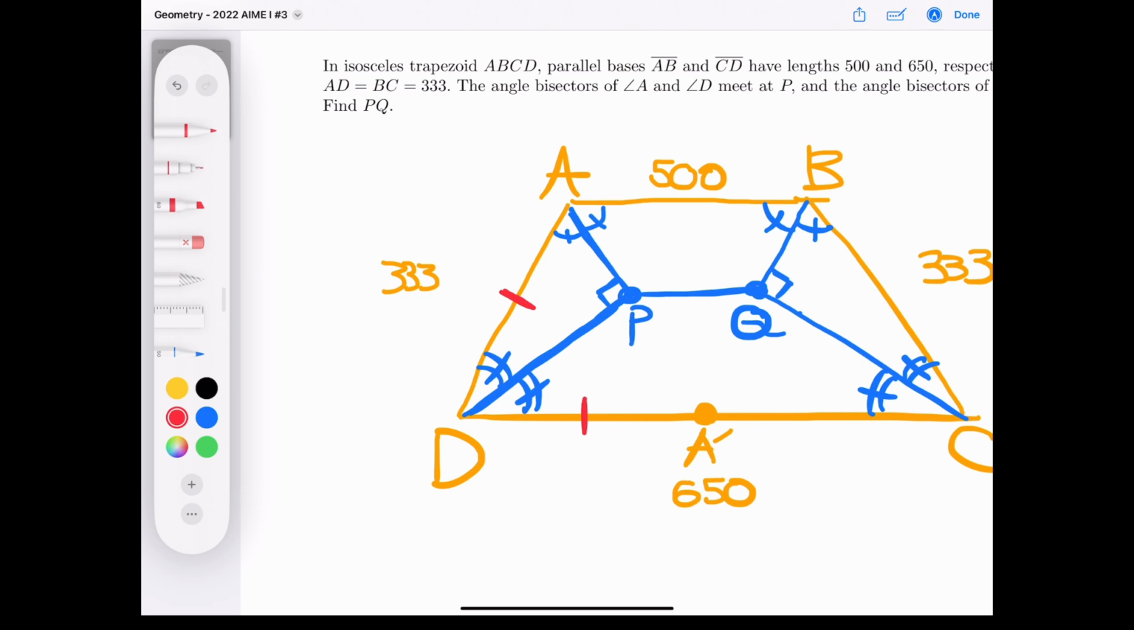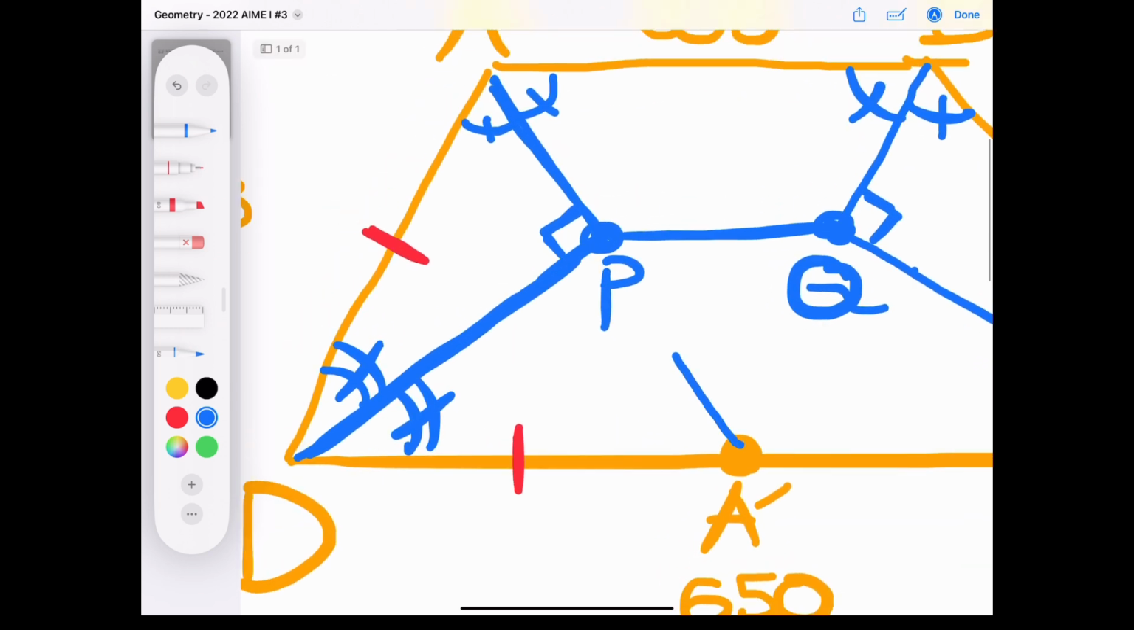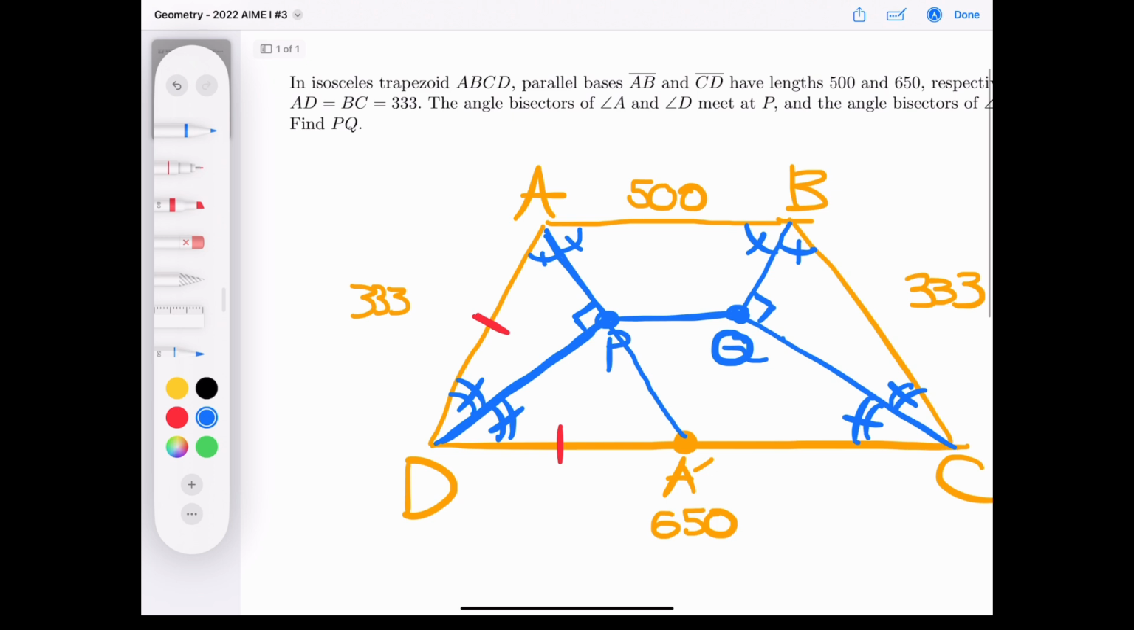And why do I say that? Well, first, you have that AD is congruent to A prime D, right? The second thing is that because PD is an angle bisector, you get the common angle. And the third thing is that DP is congruent to itself. Every side is congruent to itself. And so it follows now by side angle side that triangle A prime DP is congruent to ADP. And so without further ado, let me draw in the third side of triangle A prime PD.